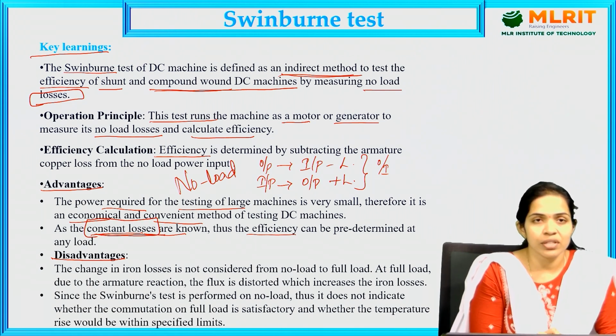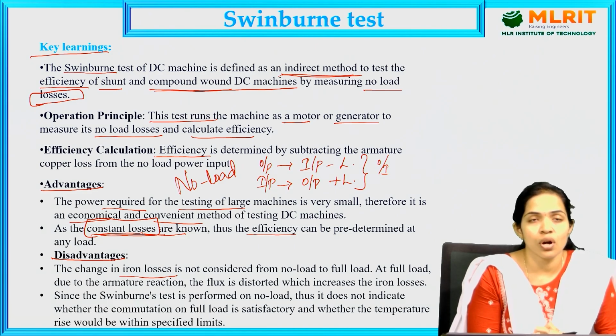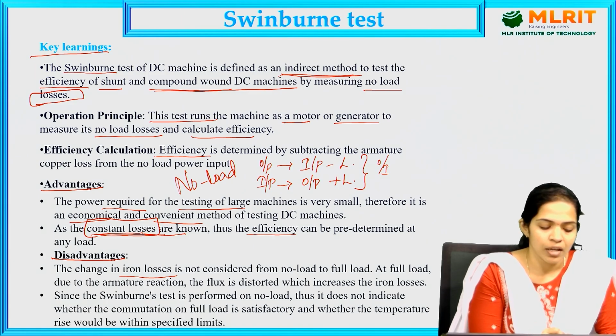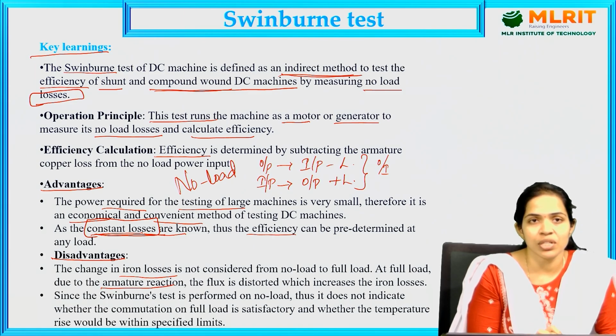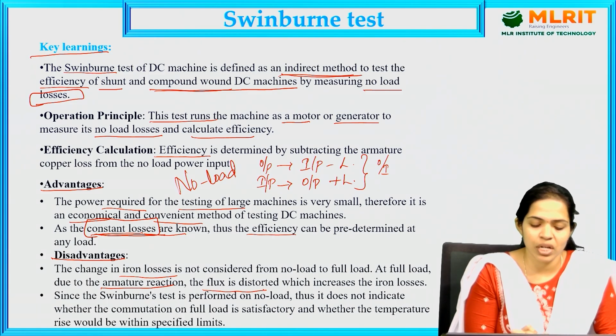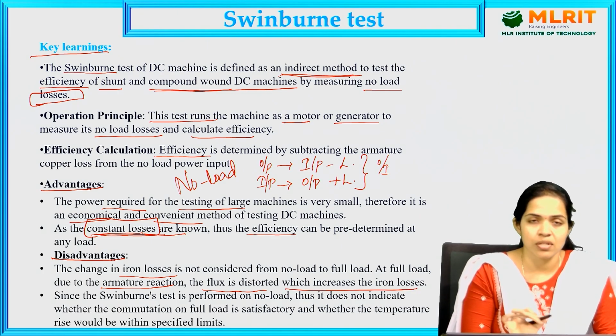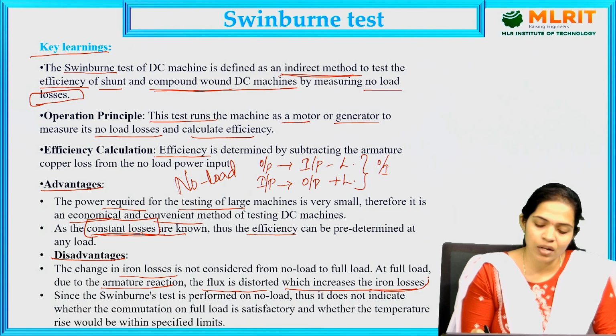Coming to the disadvantages of this test, the change in iron losses is not considered from no load to full load. When we load the motor fully, armature reaction comes into the picture. We know that under armature reaction, the main flux is distorted, which increases the iron losses. So the iron losses are also constant losses.